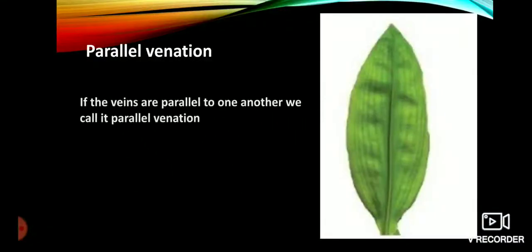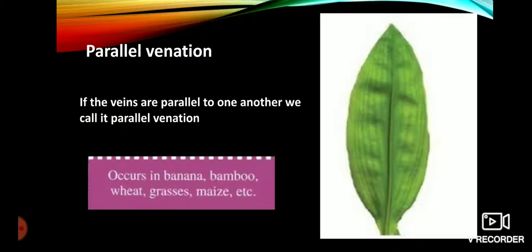Please observe the leaf here. Yes, the veins are parallel to one another. We call it parallel venation. If the veins are parallel to one another, we call it parallel venation. And examples for it are the leaves of banana, bamboo, wheat, grasses, maize, etc. So, we can see that different leaves have different types of venation. Sometimes it may be reticulate or it may be parallel venation.